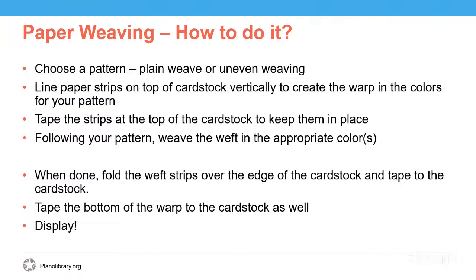And you would line paper strips on top of cardstock vertically to create the warp in the colors for your pattern. So you would want to make sure that they are taped at the top of the cardstock to keep them in place. And then you should be able to lift them up and down as you need to go over and under. You do not want to tape them on both the top and the bottom, because that doesn't give you a lot of give to actually weave. You want one end to be fairly loose.